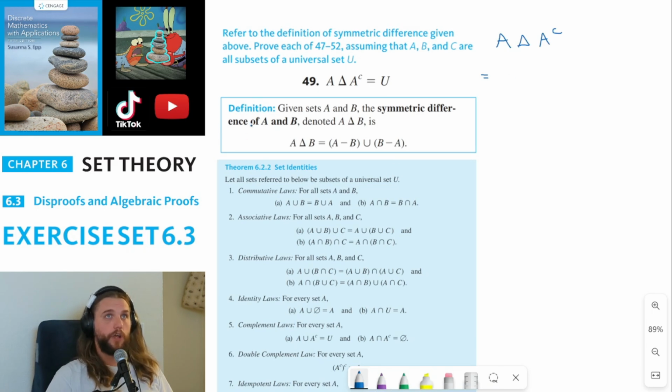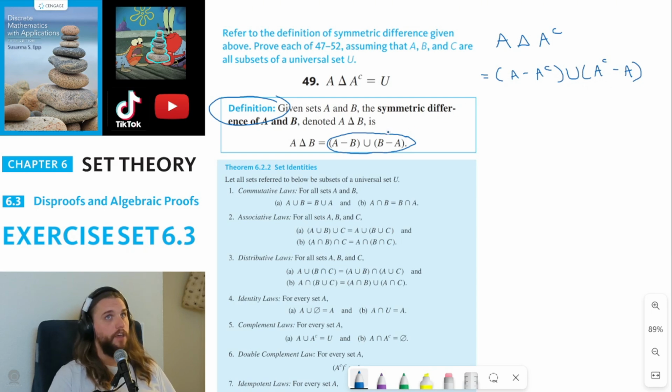Now, the first thing we're going to want to use is the definition. The definition says that A triangle A complement equals, well, we're going to use this expression, but everywhere you see the letter capital B, we're going to replace that capital B with an A complement instead. So this is A minus A complement union A complement minus A. Notice the difference between the definition and how we're applying the definition to this expression here.